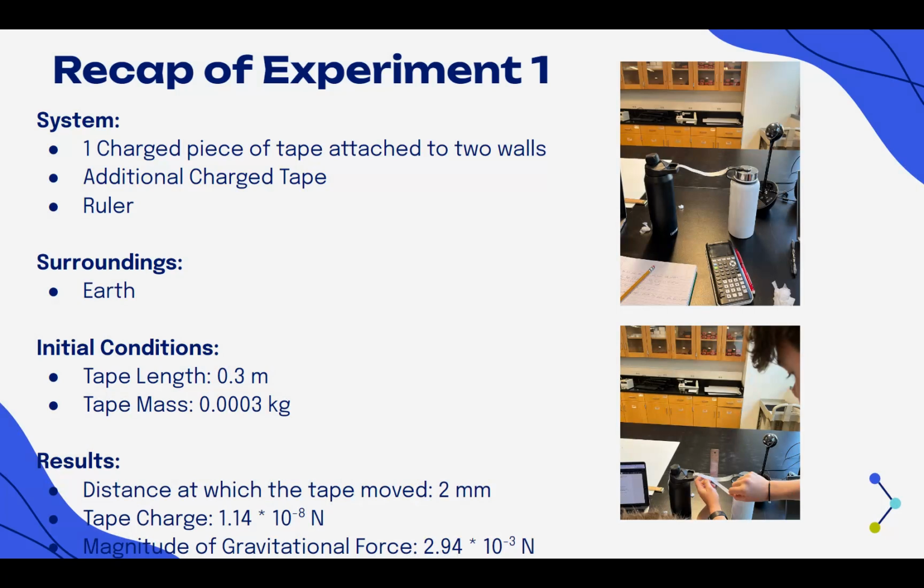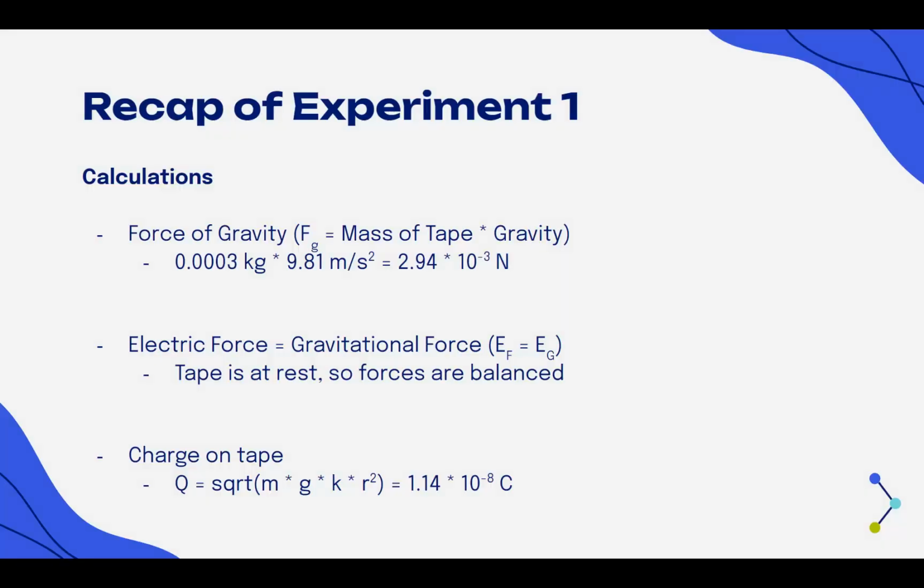The charge was calculated to be 1.14 times 10 to the negative 8 coulombs, and the gravitational force was calculated to be 2.94 times 10 to the negative 3 newtons. For the calculations, I first calculated the force of gravity, which is equal to the mass of tape times gravity, which is 0.003 kilograms times 9.81 meters per second squared, which is equal to 2.94 times 10 to the negative 3 newtons. And the electric force, we assumed, was equal to the gravitational force because the tape is at rest, meaning that the forces are balanced. Plugging in gravity for the electric force equation, we can find the charge, which we found to be 1.14 times 10 to the negative 8.